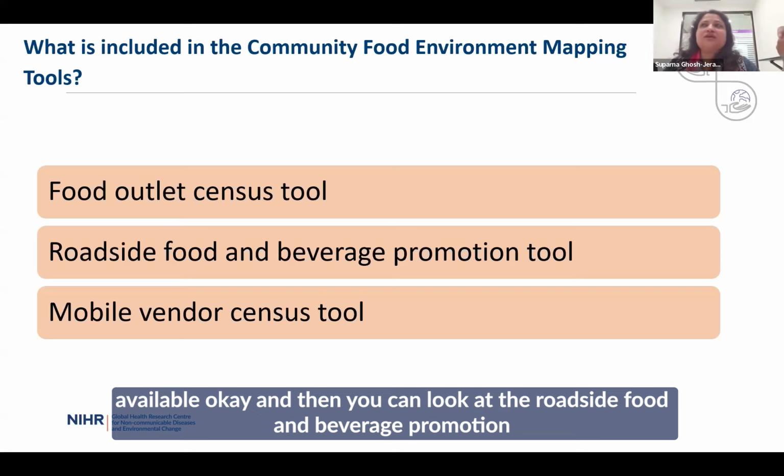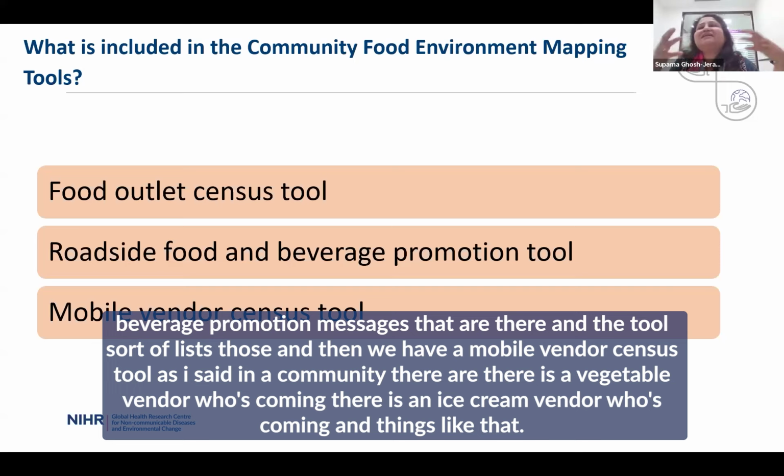Okay, and then you can look at the roadside food and beverage promotion messages that are there, and the tool lists those. And then we have a mobile vendor census tool. As I said, in a community, there is a vegetable vendor who's coming, there is an ice cream vendor who's coming, and things like that.